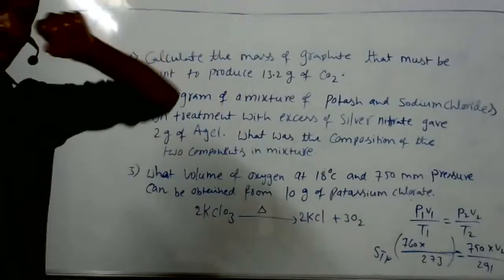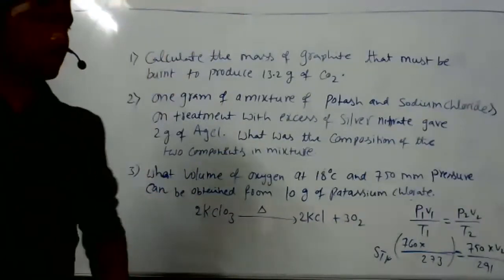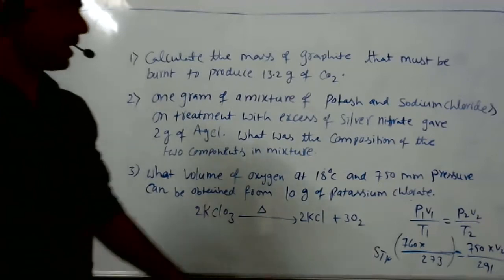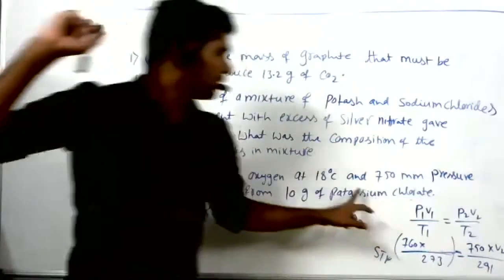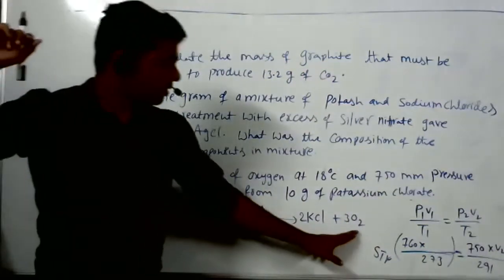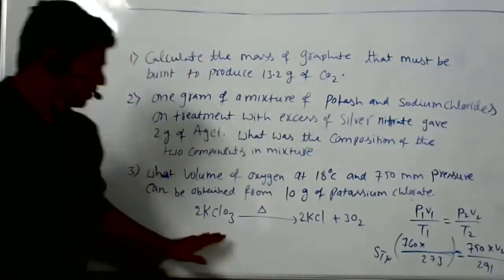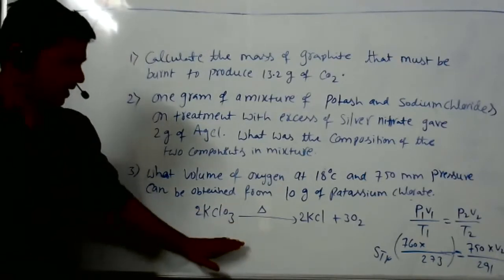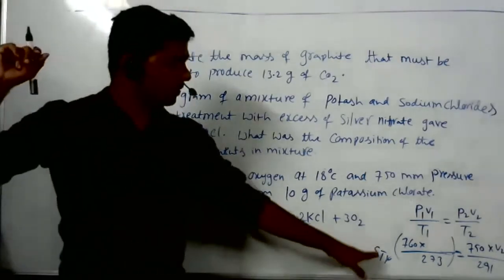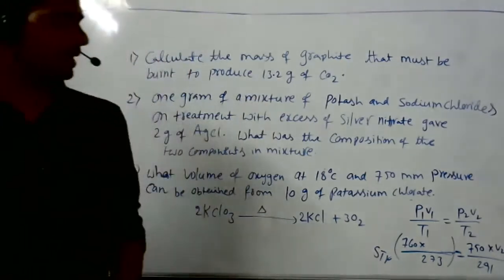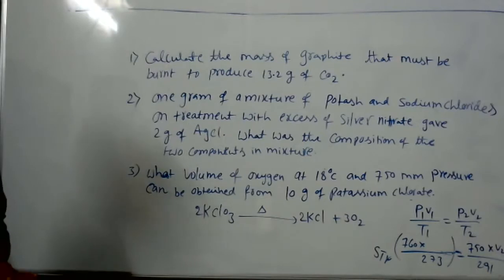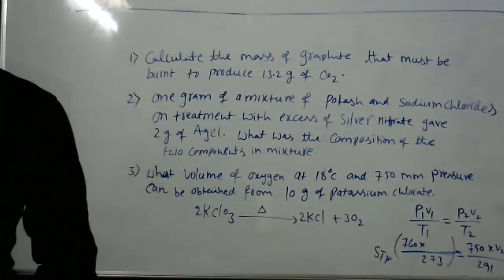Any doubt here about the third question? The temperature we should convert into Kelvin, right? Yes, already converted here, 291 Kelvin. And here you will get the mass of oxygen when you decompose 10 grams of KClO3. That mass you convert into volume in liters or mL, whatever. Next question.